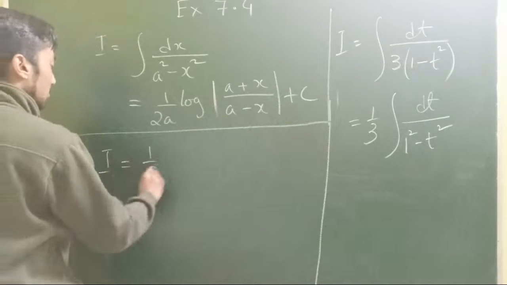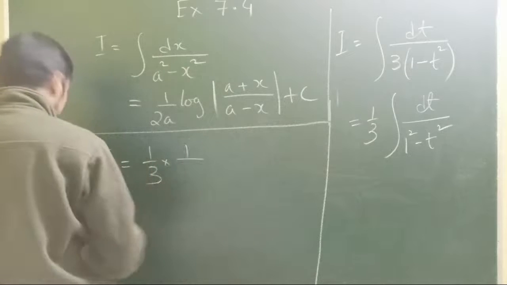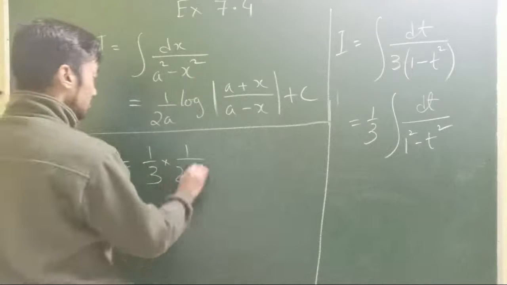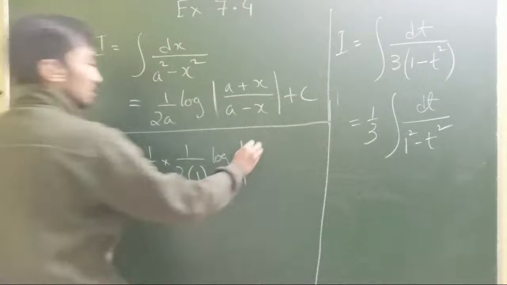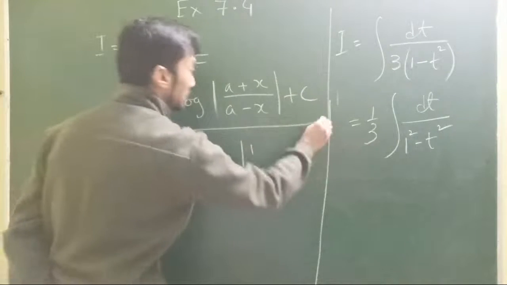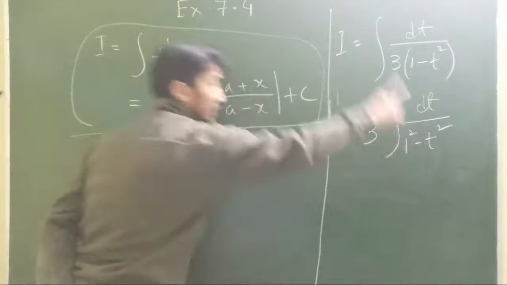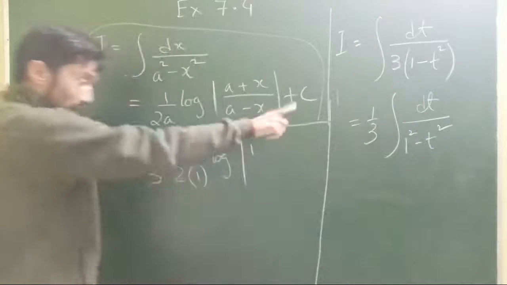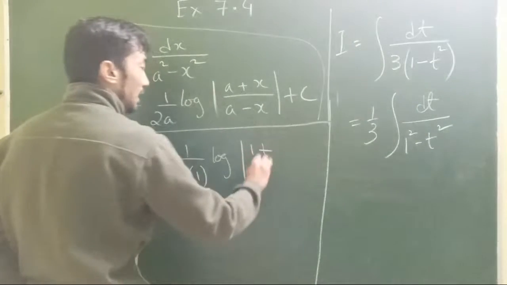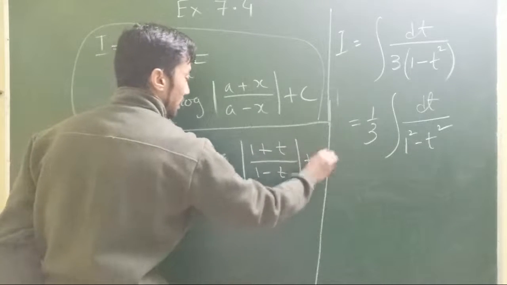So that will be 1 by 3 into 1 by 2a. 2a value is 1 here. Log of a, and a is 1 here, isn't it? This is just the formula that I've written: a square minus x square. The value of a is 1, and x is t for this particular problem. Log of a plus x by a minus x, plus c.